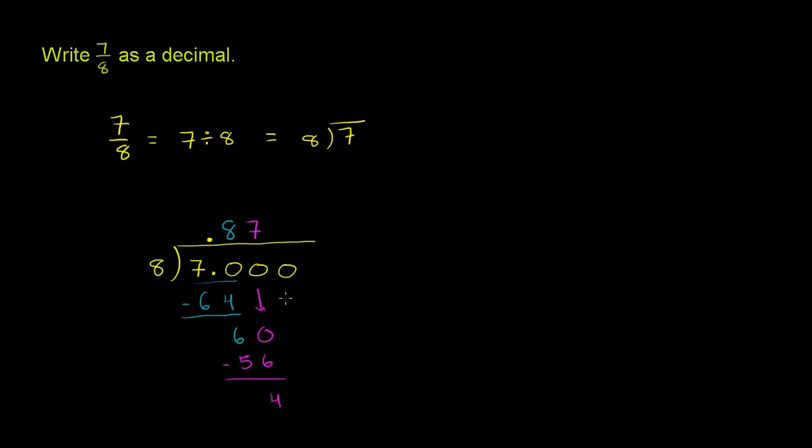And now we can bring down another 0 right over here. And 8 goes into 40 exactly 5 times. 5 times 8 is 40. And we have nothing left over. And so we're done. 7 divided by 8, or 7/8, is equal to 0.875. But I'll put a leading 0 here just so it makes it clear that this is where the decimal is. 0.875. And we are done.